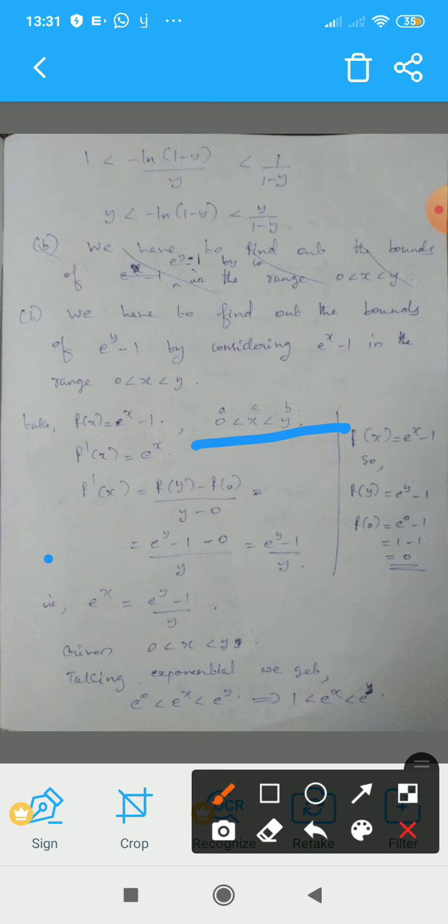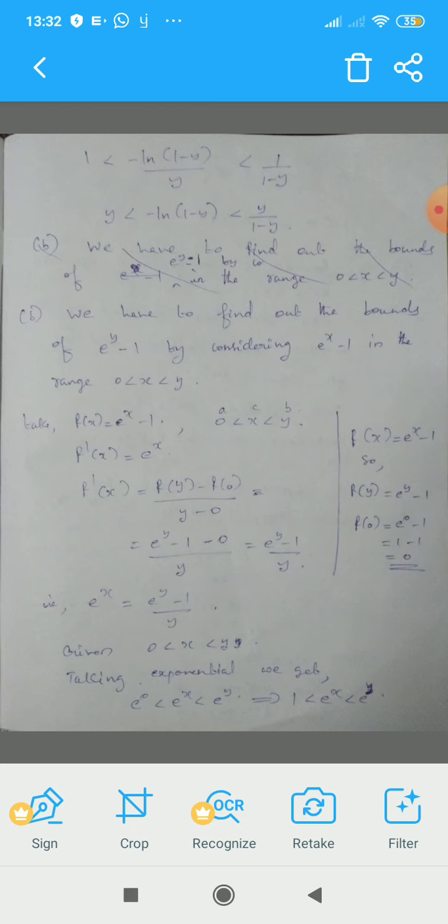Okay. First we consider the range. What was our range? 0 less than x less than y. Why I took here exponential? Then in the next step, I am taking exponential. Why I took exponential? Because here we want the bounds of which function? An exponential function, e raised to y minus 1. In order to get the bound, so that I took the exponential.